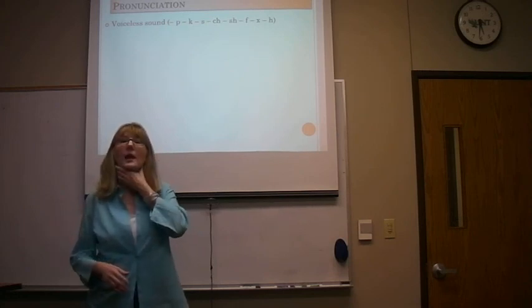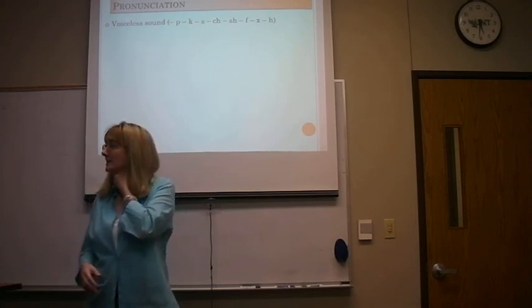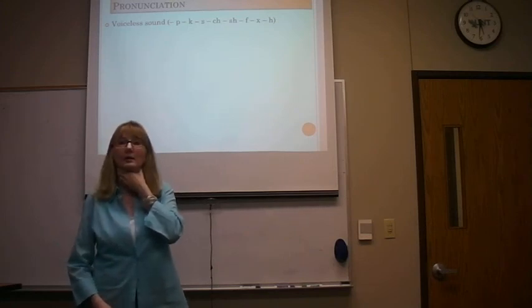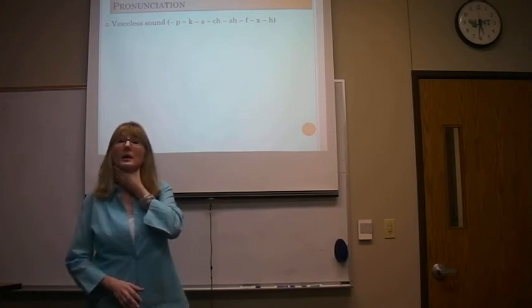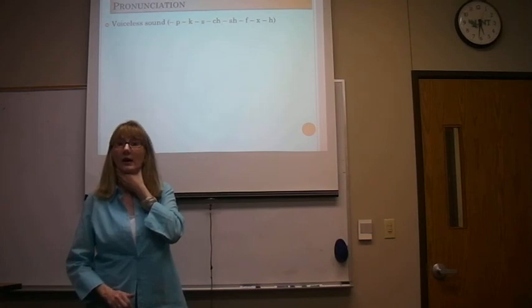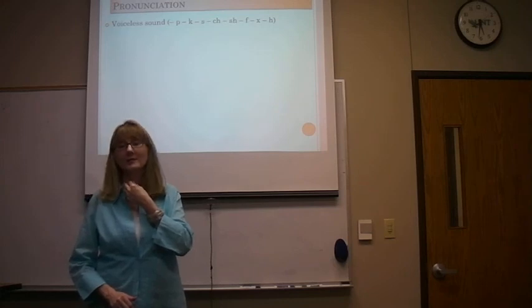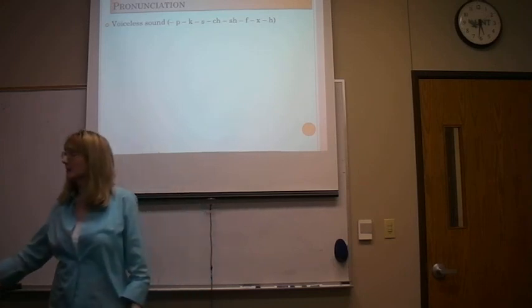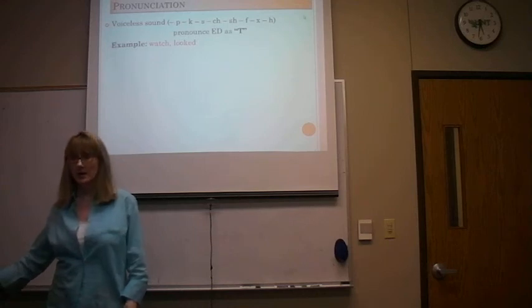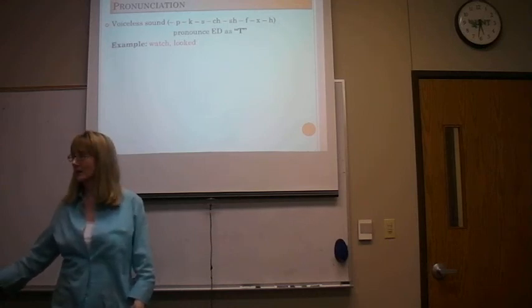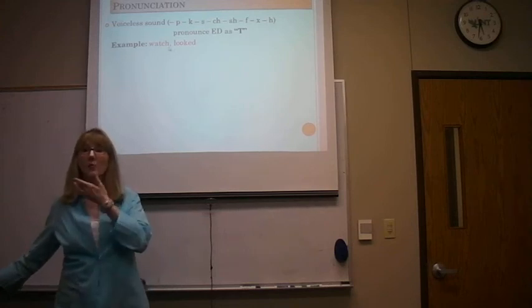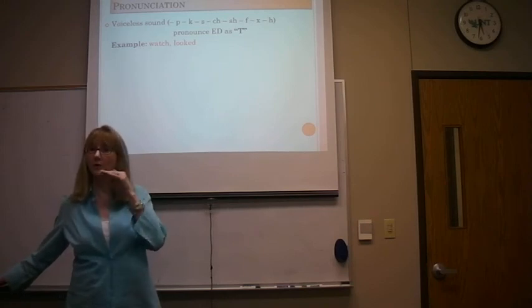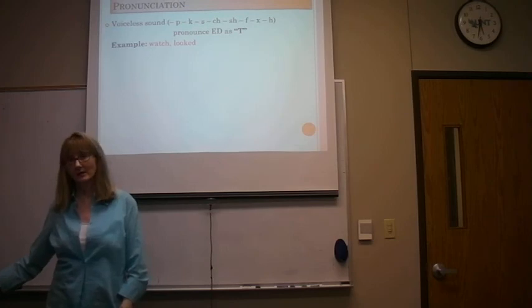Take your hand and put your hand right here and say the verb pick. All right? Oh, sorry, this is voiceless. Say the word pick. Here, you don't feel a vibration. Say pick. You don't feel anything right here because of the K sound. That means that when you pronounce it, the ed, you pronounce it as a T. For example, watched. Say watch. Watch. No vibration. So ed sounds like a T.